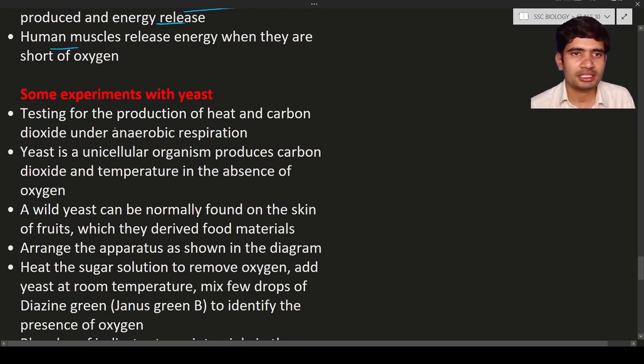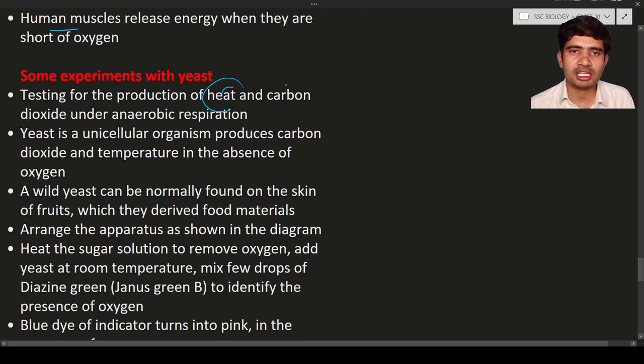Here we test for the production of heat and carbon dioxide under anaerobic respiration. In this segment we have to show that heat is released, and carbon dioxide is released, under anaerobic respiration. Okay, and that we have to show. So first of all, what is yeast? Yeast is a unicellular organism. Only one cell is there, and it is going to produce carbon dioxide and heat in the absence of oxygen.